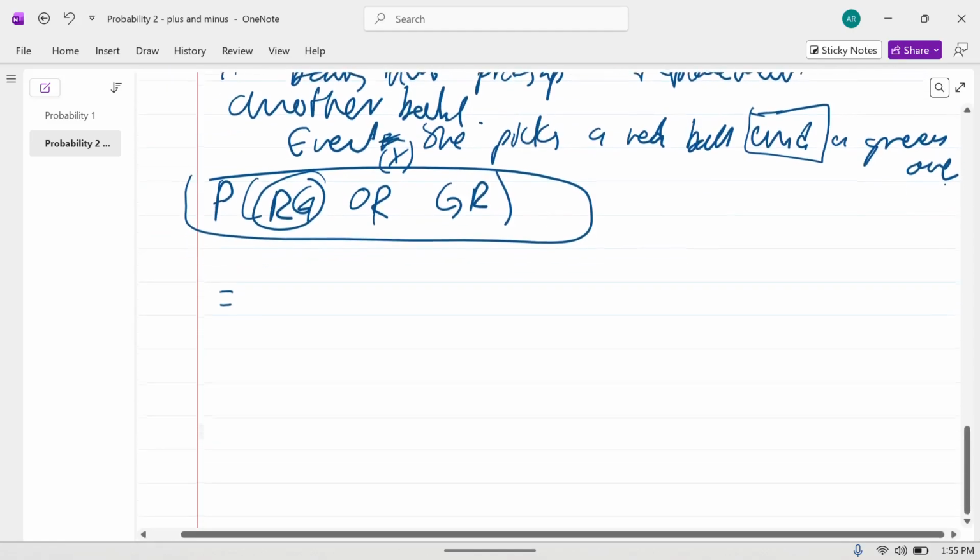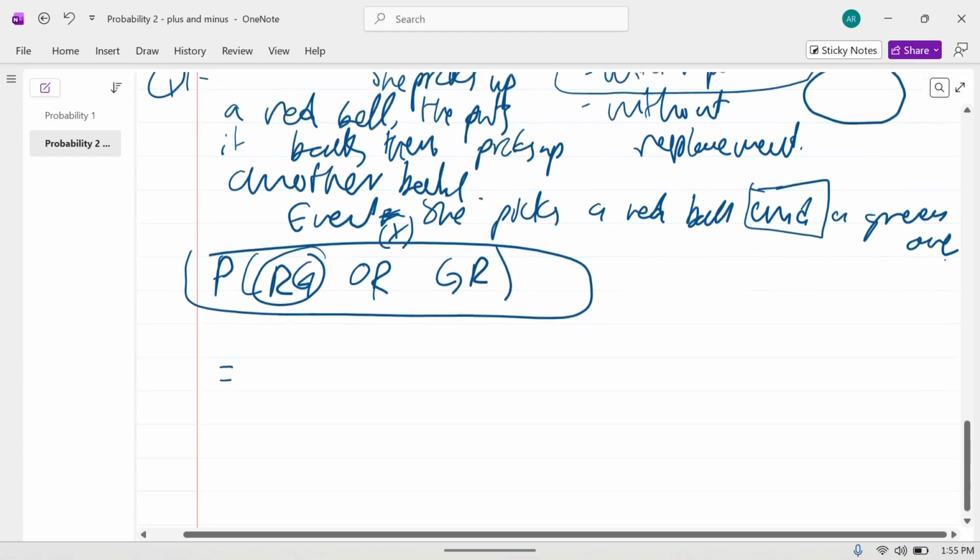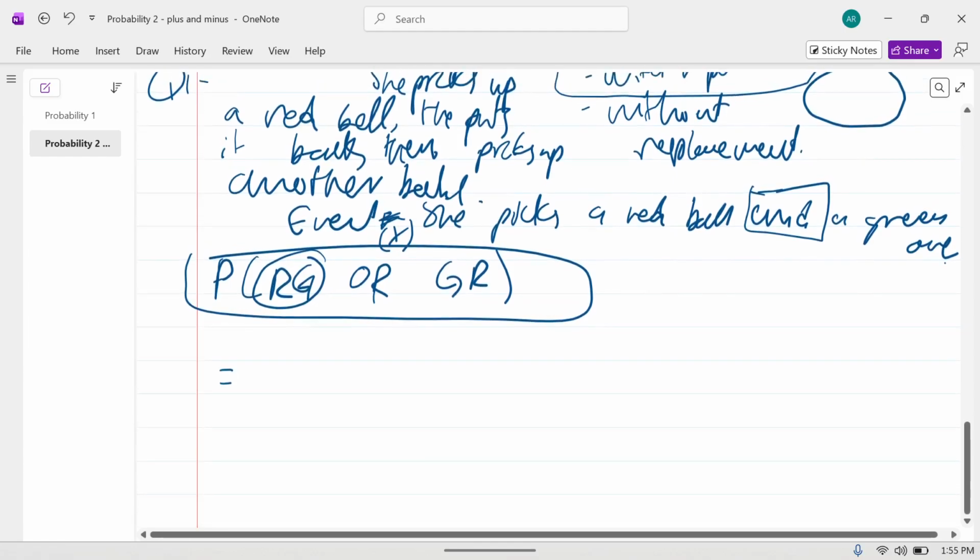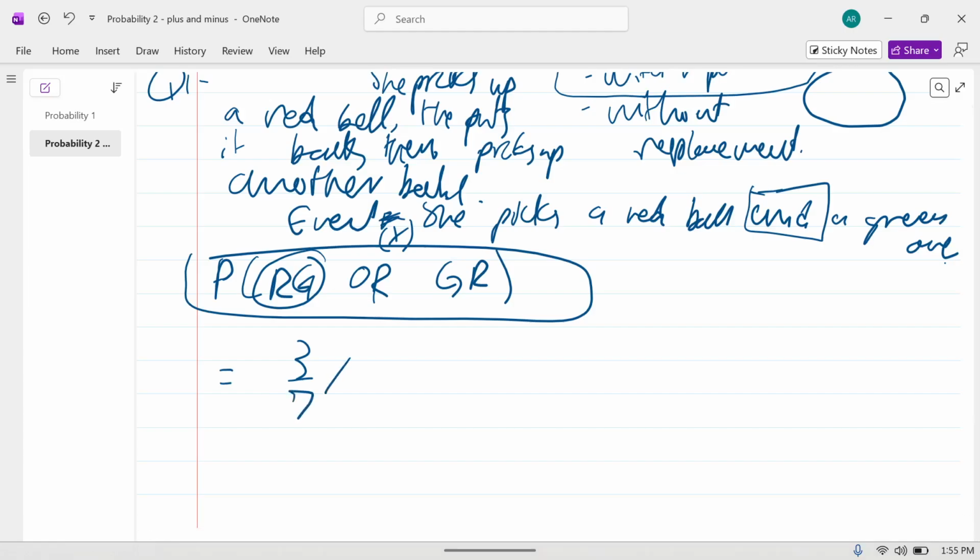So, let's say she puts her hand inside the bag. She picks up a red ball. What is the probability of her picking up a red ball? 3/7, right? And then you multiply it with the probability of her picking up a green one. She put the red ball back into the bag. She picks up another one. And what is the probability that this time this ball is a green one? That would be 4/7. Now you write "or", which means a plus, right?